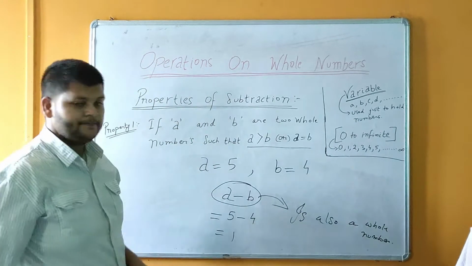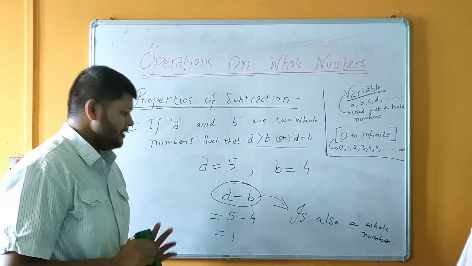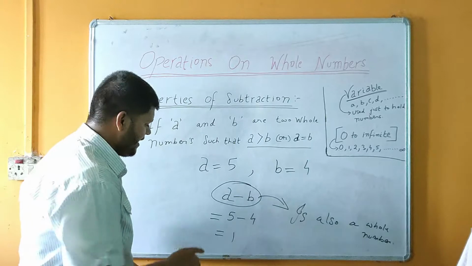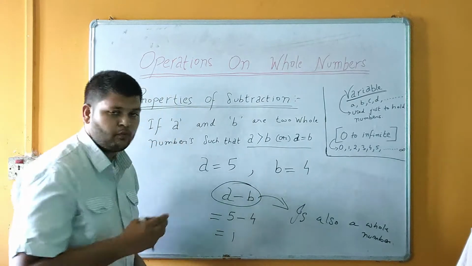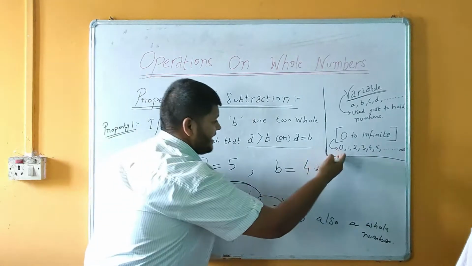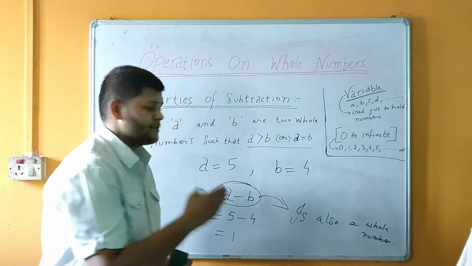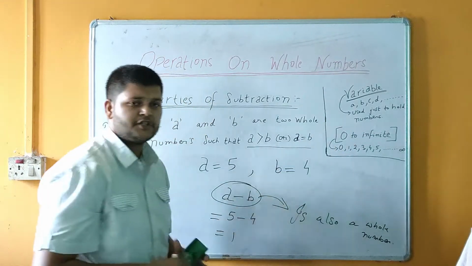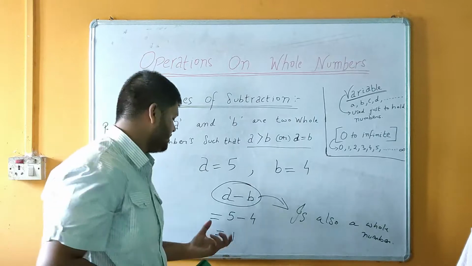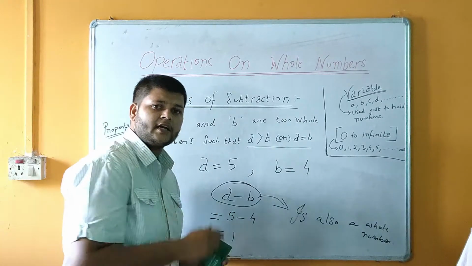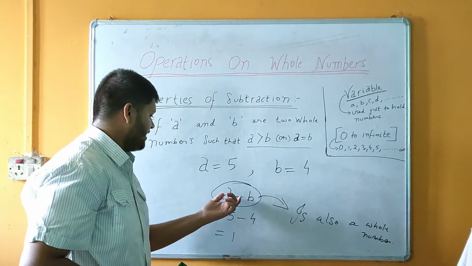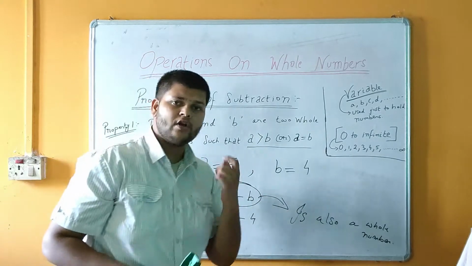I hope you are clear. A minus B is also a whole number. Why? Because we got the result as 1 and this 1 was lying within this range. What is that range? 0 to infinity. Within this range, this 1 is lying. That's why we concluded that this A minus B is a whole number.